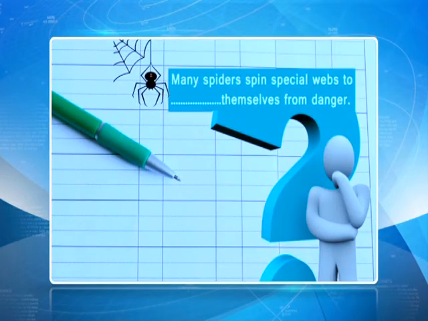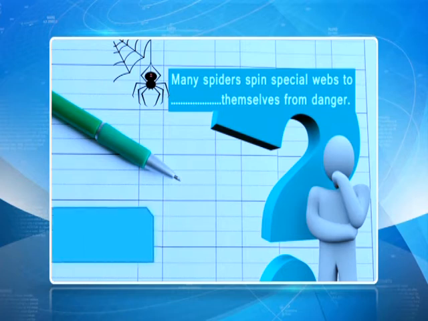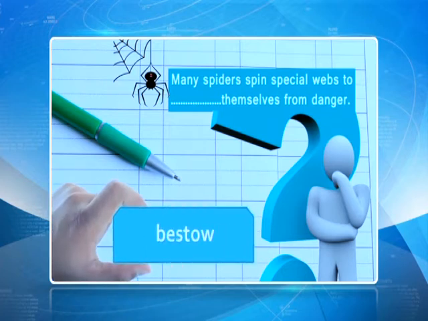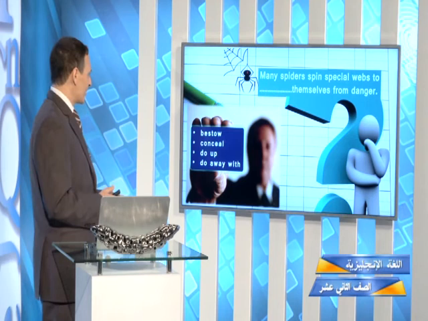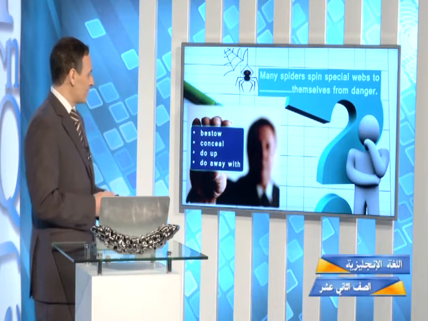Okay, next question. Many spiders spin special webs to, blank, themselves from danger. The list of words starts with bestow, which means to present or to give, conceal, which means to hide, do up, which means to fasten or to tie, and do away with, which means to get rid of. So use one of these words. Bestow, conceal, do up, and do away with.